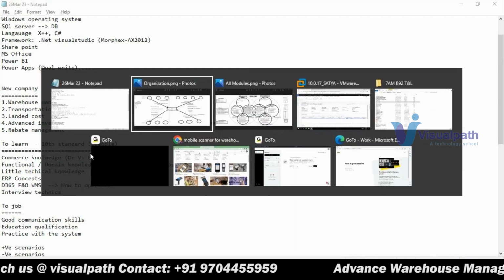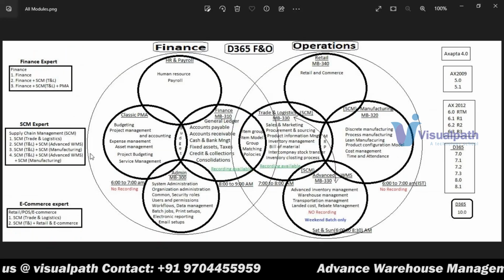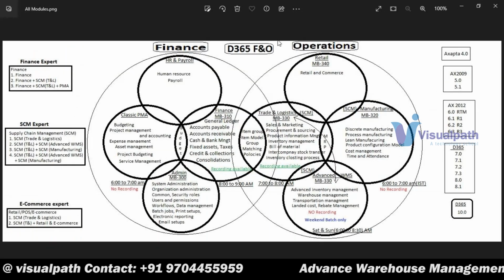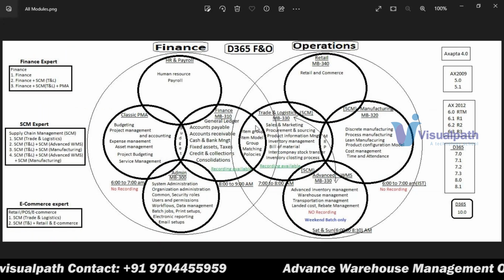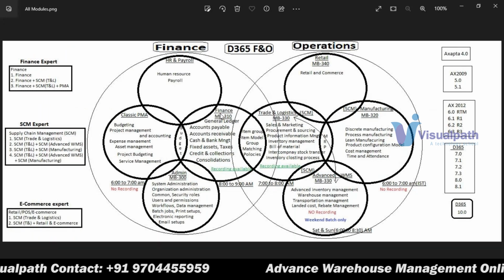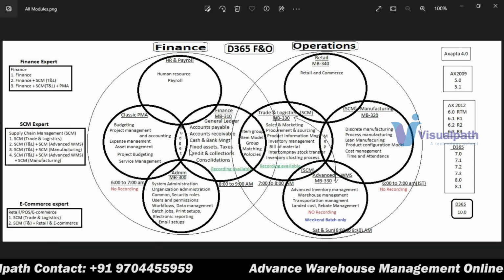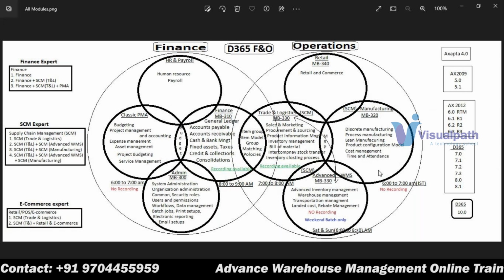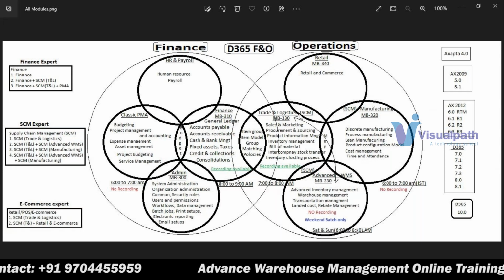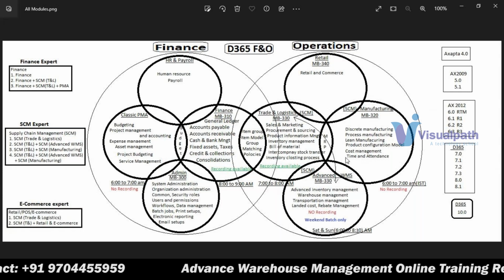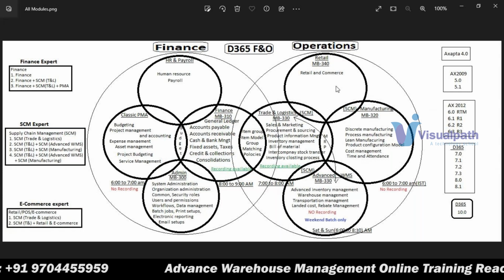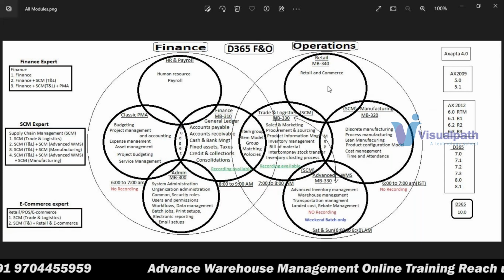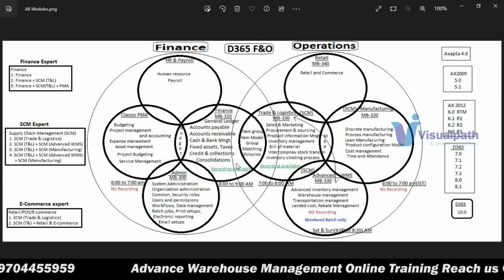Many people think finance and operations is the product name. People are calling it finance and operations. No, this is the finance module. Operations are these things: trade and logistics, manufacturing, advanced warehouse management, retail. All these are operations. Finance is a module.